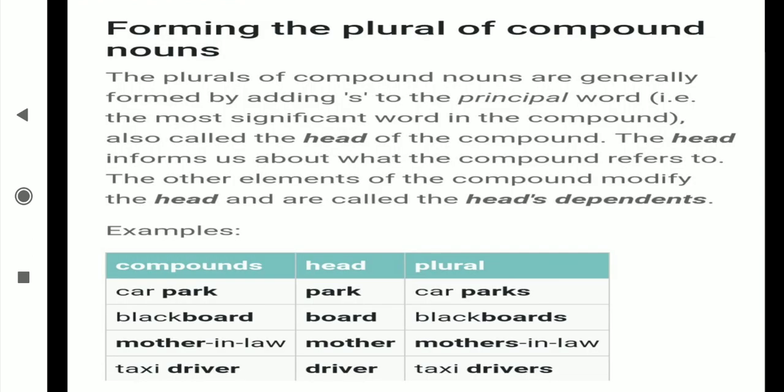Now what is the next rule? To form the plural of compound nouns. What are the compound nouns?